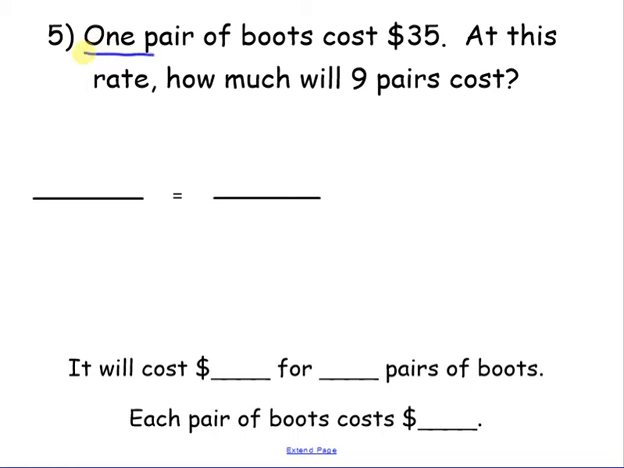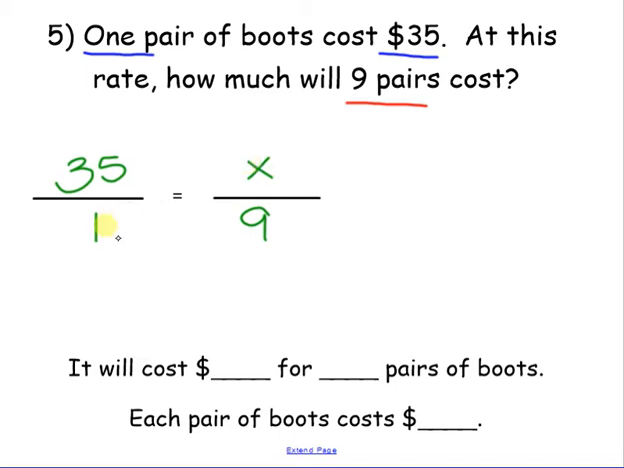1 pair of boots costs $35. At this rate, how much will 9 pairs cost? Now, with this proportion, we have something a little bit different. We have money, we have currency, we have a dollar sign, and we know the rule for that is that it always goes on top of the proportion. So this $35 must go on top. On the bottom is the 1 pair of boots. On the other side of the proportion, I do not have any money, but I have 9 pairs of boots, and I have my x.